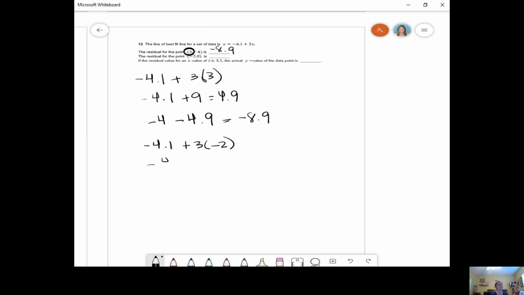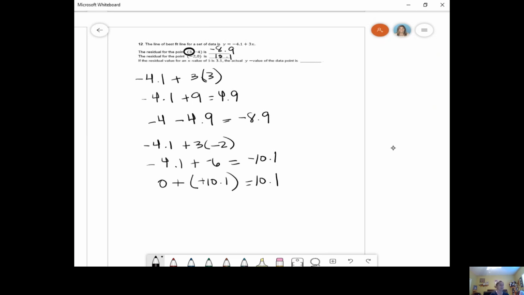So negative 4 1/10, plus 3 times negative 2, so negative 4 1/10, plus negative 6, negative and negative, which is not correct. What should we have done? We should have subtracted. Well, we could do that too. So negative 4 1/10 and 6 would be negative 10 1/10. So now we take that 0, so 0 minus negative 10 1/10. So we add the opposite, so that would give me 10 1/10.